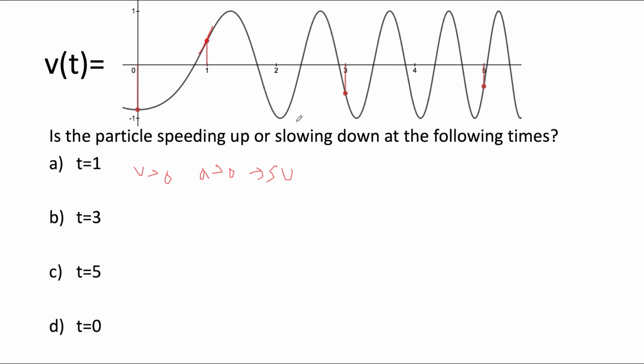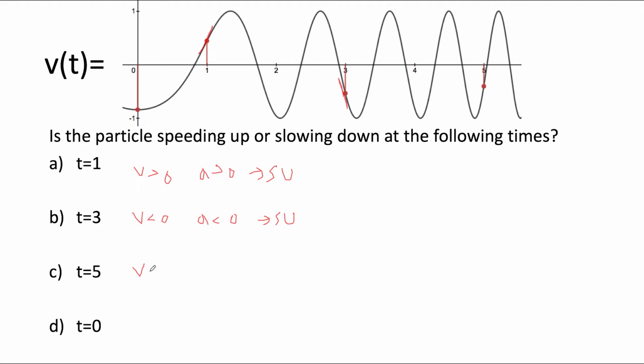Now let's look at t equals 3. Here, the velocity is negative because it is below the x-axis, and the acceleration is also negative because, once more, the slope of the tangent line is negative because the velocity function is decreasing. And because these have the same sign, even if it's negative, the particle is speeding up at time t equals 3.